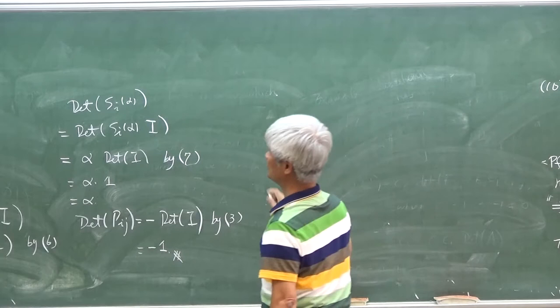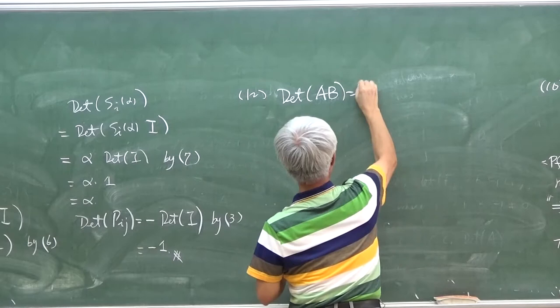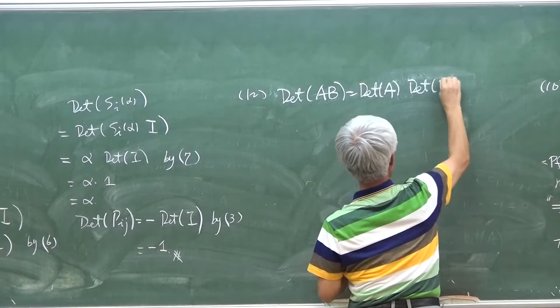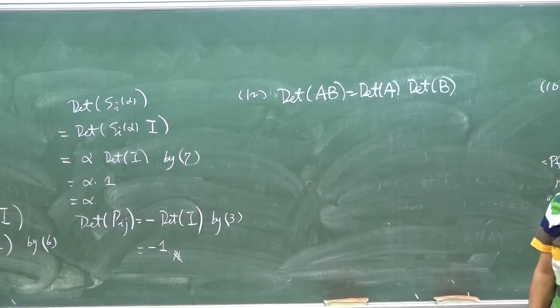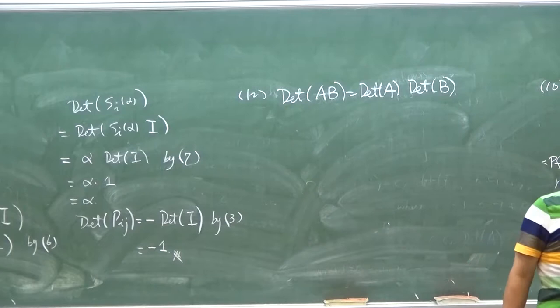The determinant of AB is equal to the determinant of A times the determinant of B. So if you have two n by n matrices A and B, then the determinant of their product is equal to the product of their determinants. Proof.